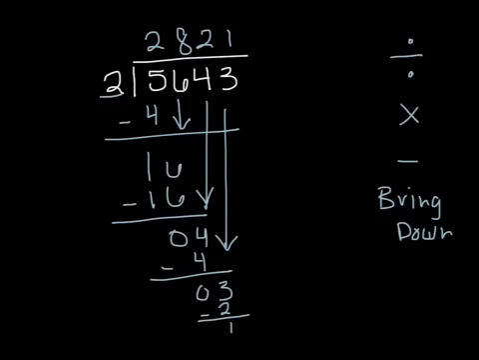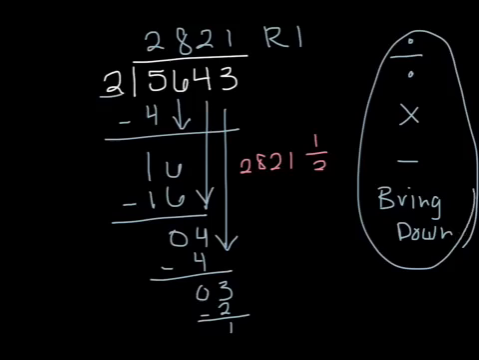So in this case, we have 2,821 with the remainder of 1. As we went through our years, we would say our answer was 2,821 with the remainder of 1 over 2. So you'll see it both ways. Remember, this is the pattern we're going to go.